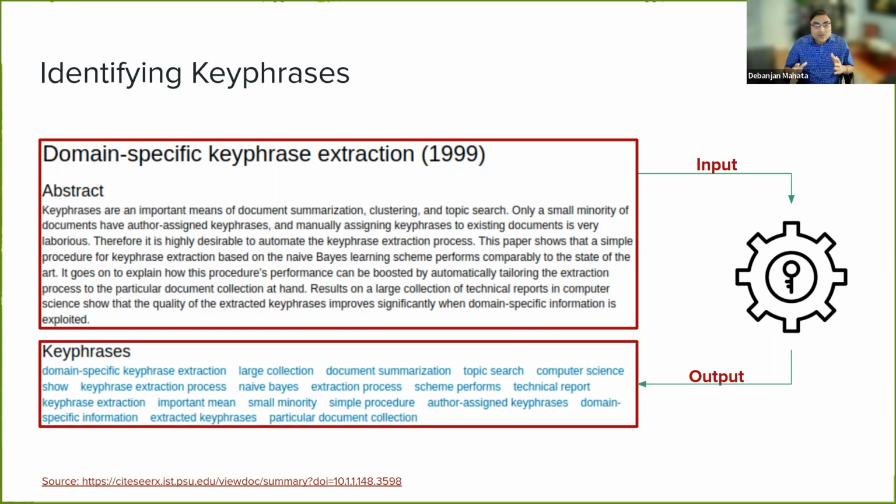As you can see here, the machine learning model was able to extract a lot of interesting phrases from this abstract: document summarization, domain specific key phrase extraction, key phrase extraction, author assigned key phrases, naive Bayes. This gives a very solid understanding of what this paper might be about. It makes you understand that this paper might be about key phrase extraction, and the authors might have used naive Bayes as one of the modeling techniques to identify key phrases.